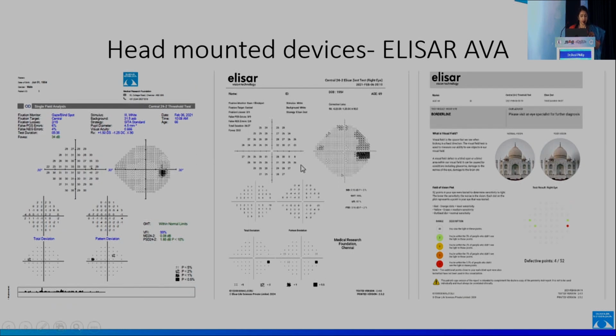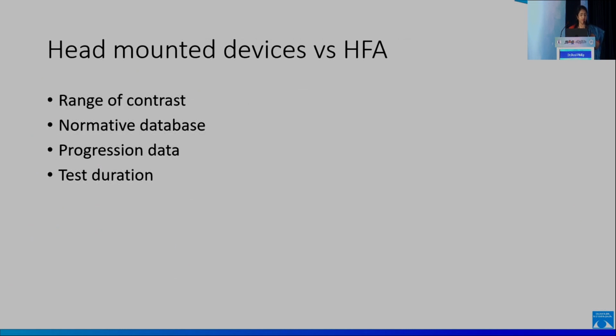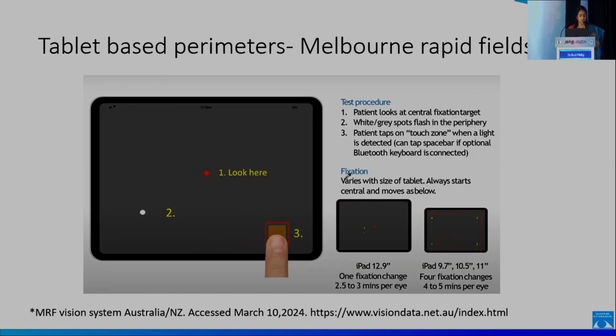This is similarly another patient's report. The mean test duration was found to be similar, but the normative data is fairly less when compared to the SITA normative data. In addition, when you look overall at all the head-mounted devices, there is a limited range of contrast, a lack of normative data, and a lack of progression data, and in some devices, the test duration is also longer compared to the Humphrey. So these are all areas where they should improve.